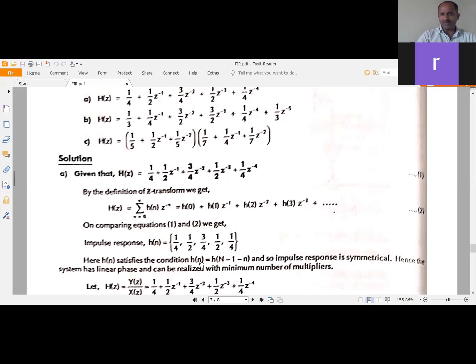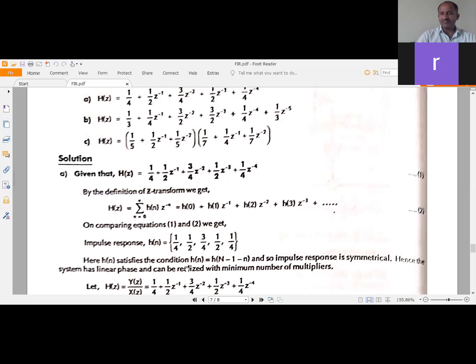For example, I am going to consider the value of n as 0. So here h of 0 is equal to h of capital N, which is 5, so 5 minus 1, that is 4, minus 0. So h of 0 equals h of 4. You check here, h of 0 equals h of 4. This h of 0 is 1 by 4. H of 0, h of 1, h of 2, h of 3, h of 4. See, both the values, h of 0 equals h of 4.